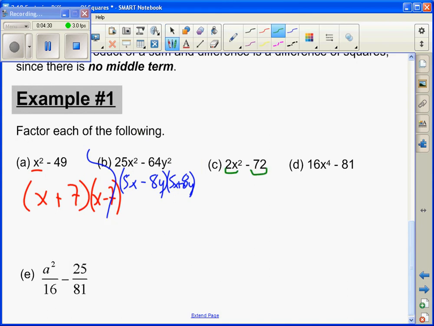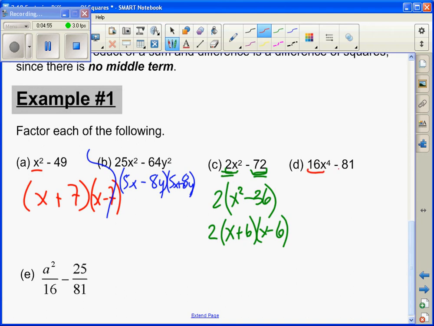You'll notice that with question C, they're not perfect squares. Well, I didn't lie to you. There is a common factor that can be taken out of them. 2x squared minus, what's 72 divided by 2? 36. And you'll notice that now the stuff that's inside of the brackets is a difference of squares, right? So plus 6, minus 6. Okay.